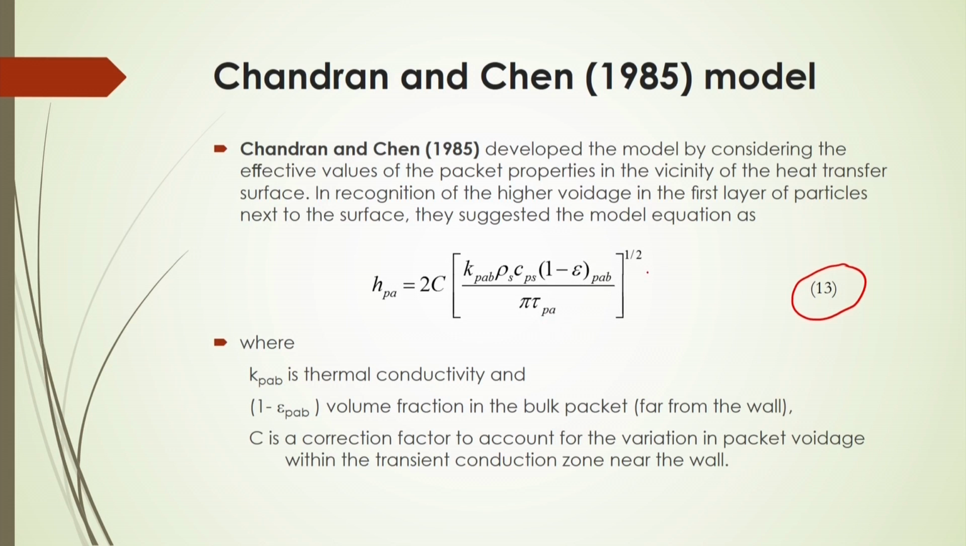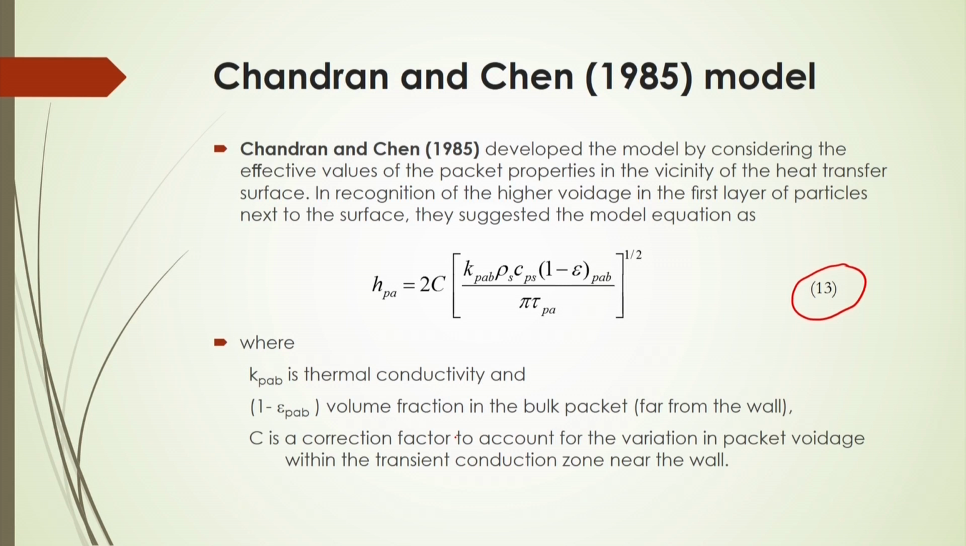What does it mean? k_pab is the thermal conductivity of the bulk packet, and 1 minus epsilon_pab is the volume fraction in the bulk packet far from the wall, and C is a correction factor to account for the variation in packet voidage within the transient conduction zone near the wall.